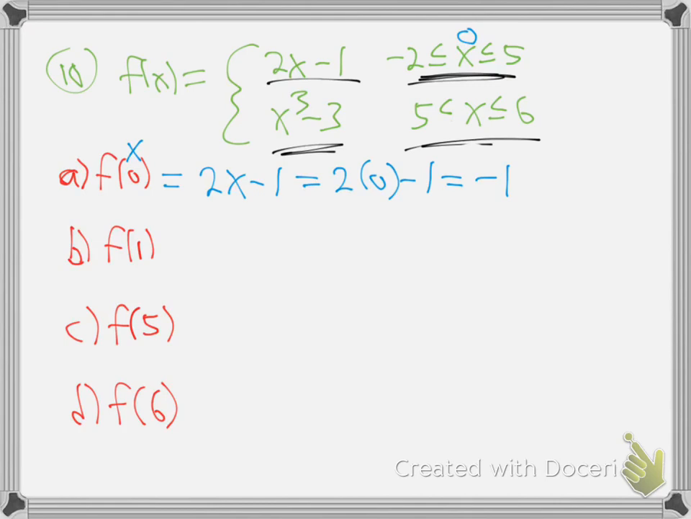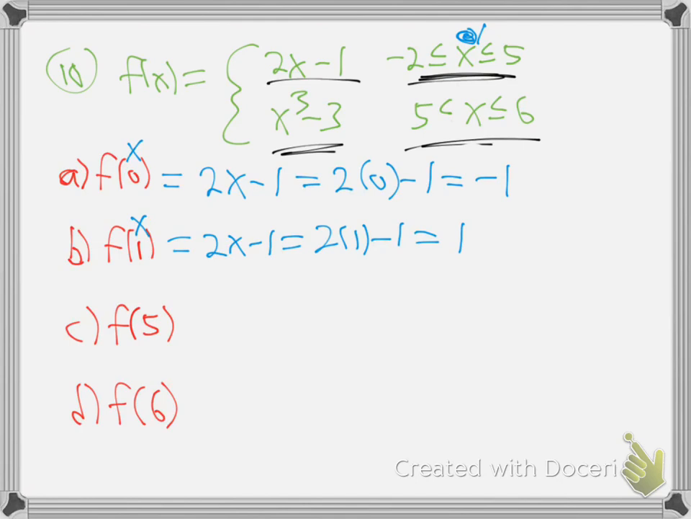We'll try part B. One. So part B, we're plugging in x is 1. Which function are we plugging into? The top one or the bottom one? Top one, because again, 1 is a number between -2 and 5. 2 times 1 minus 1, 1. Now try part C.